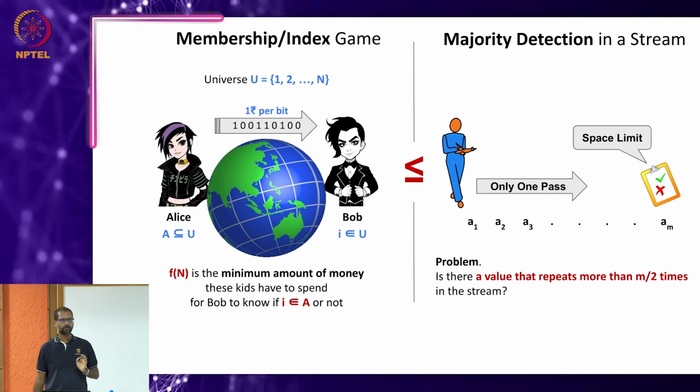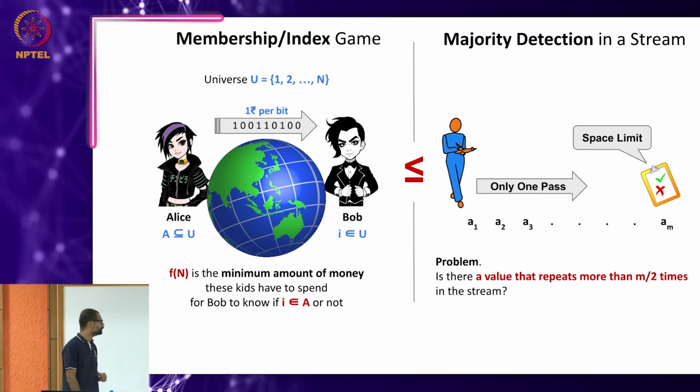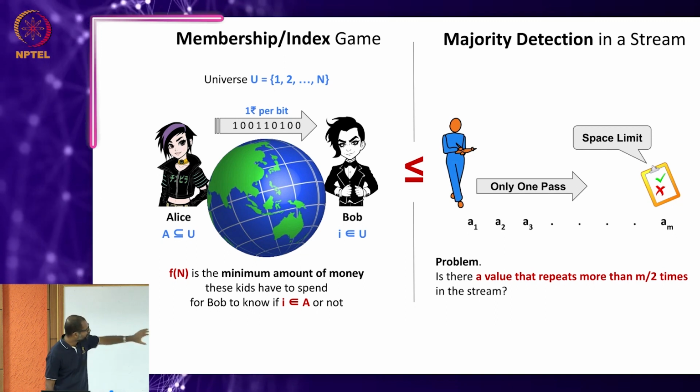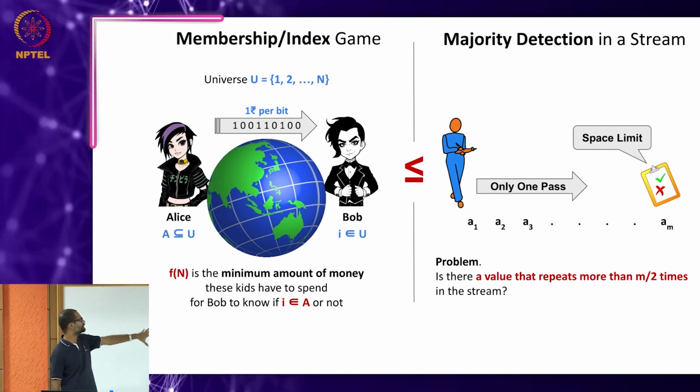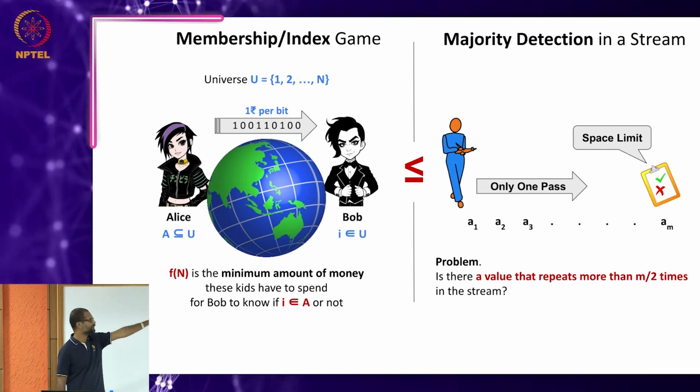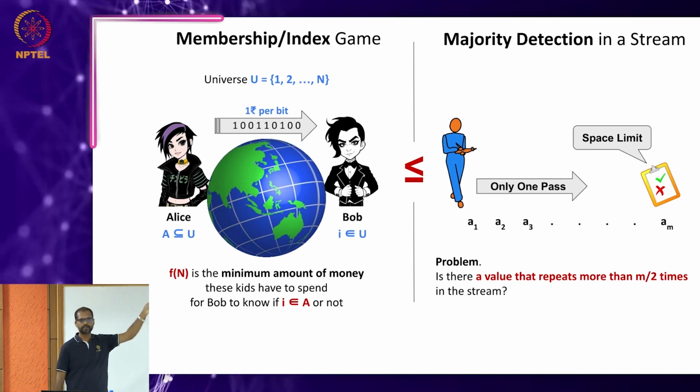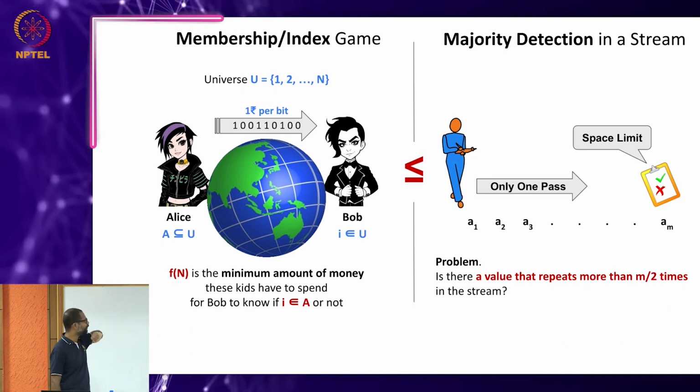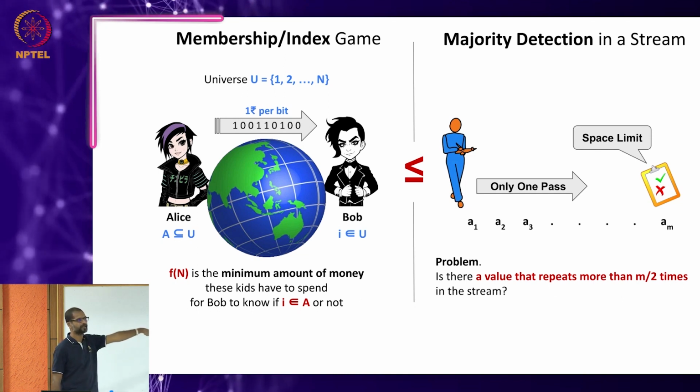Okay. Now, exactly the question you asked. Now Alice's and Bob's task is clear. It is the first problem that we discussed. Bob has an I element of U, a single number with him. He wants to know if I is a member of Alice's favorite set A.